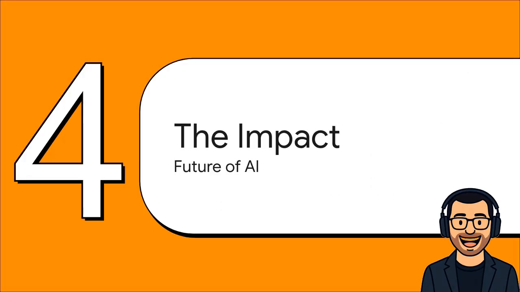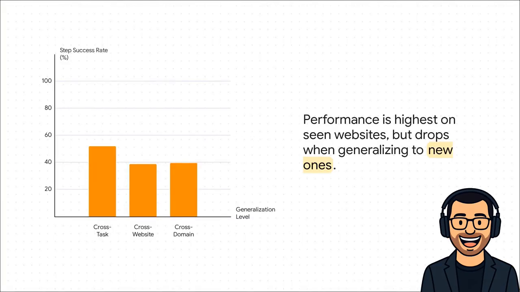All right, so the method is super smart, but does it work? What are the results? And what does this actually mean for developers building these systems and for the future of AI on the web? The results here are really, really telling. On tasks within websites it's already seen before, the model gets a 52% success rate per step, which is pretty decent. But, and this is the most important part, look what happens when it's tested on websites it has never seen before. The performance drops a lot, all the way down to around 39%.